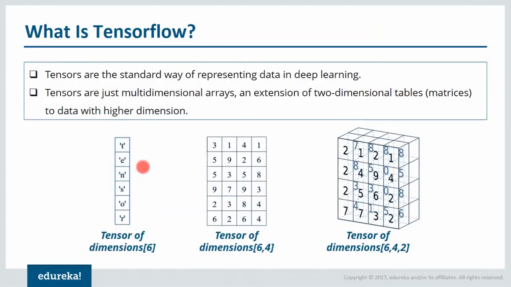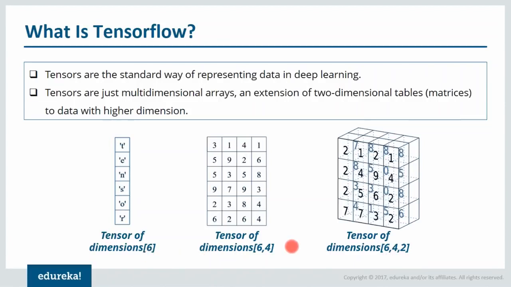So this particular data is nothing but a tensor of dimension 6, because we have 6 rows and only one single column. Now over here we have 4 columns as well as 6 rows, so this becomes a tensor of dimension 6, 4. Similarly over here as well, we have another dimension, that is the third dimension, in which we have 2 values. So we consider this as a tensor of dimension 6, 4 and 2.